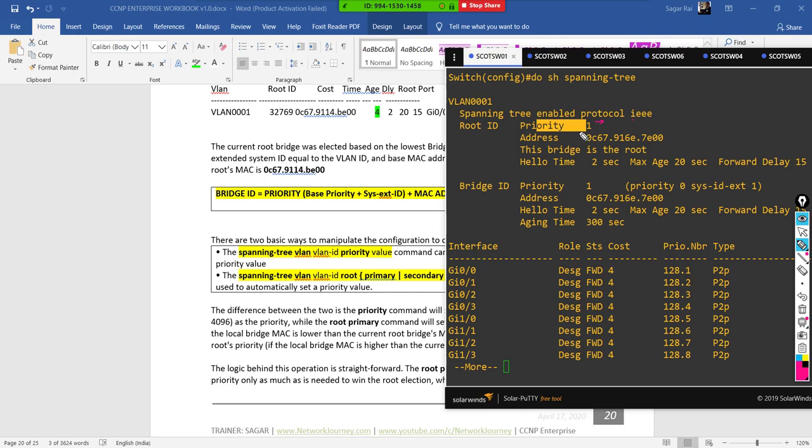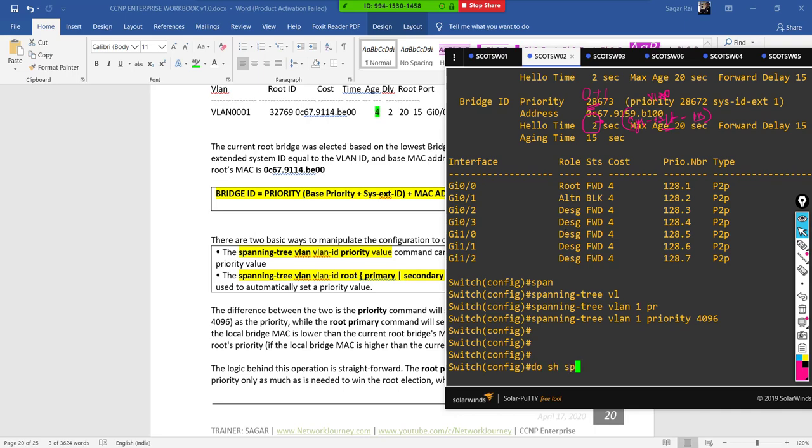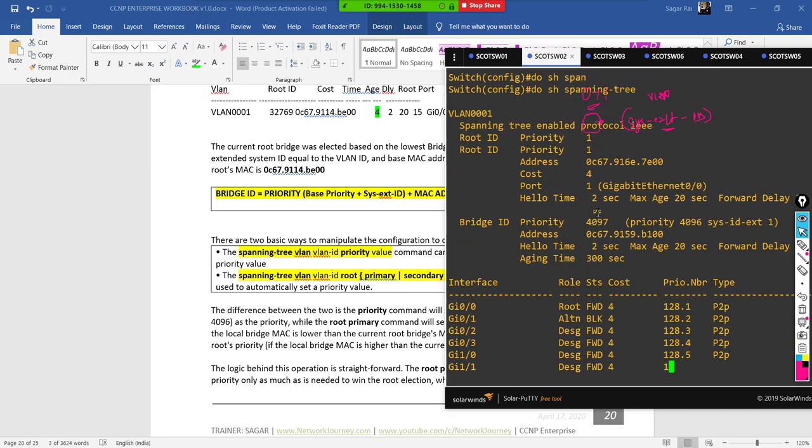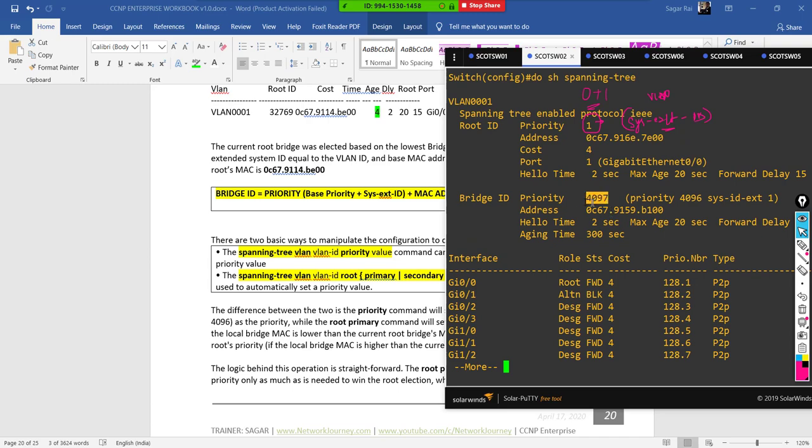Why is it 1? Because we set priority 0, but it's still showing 1. The reason is the priority formula is added up with your system extended ID, and in this case it's a VLAN number, and we are making use of VLAN 1. So basically 0 plus 1 was added and we have 1. Now in a similar way, on the second switch we can see with show spanning-tree that the priority is 4097. The reason is 4096 plus 1. So this way we change the STP behavior from the switch point of view, right?